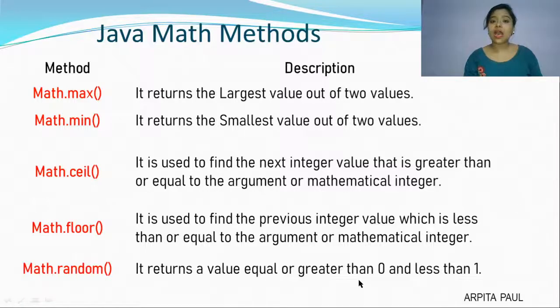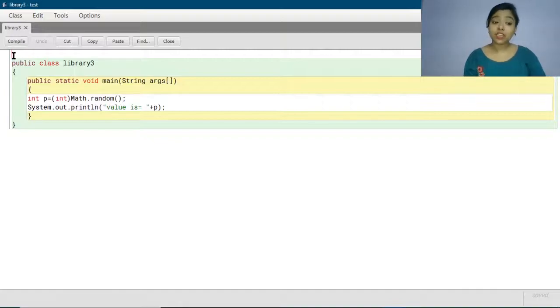Okay, so let me show you how to write this Math.random method. You can see here for the random method also we will declare a class. I have named it library 3. You can give any other name. Then within the class we will declare the main method. Then within the main method same way we will declare one variable int p equals to int Math.random. We will not provide any value here because the random method generates the value. We will not mention any value and it automatically generates the value within the range. The value should be equal to 0 and less than 1. Okay, and the value we are printing here.